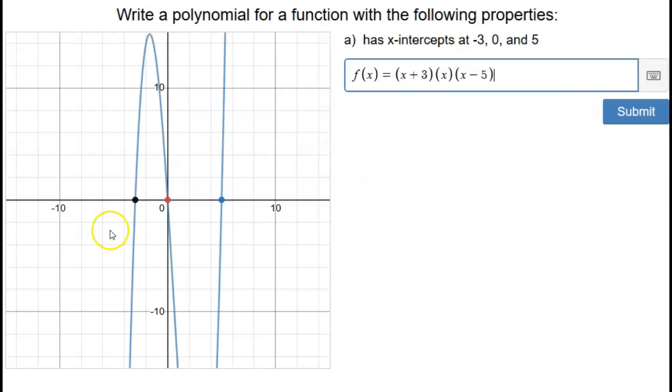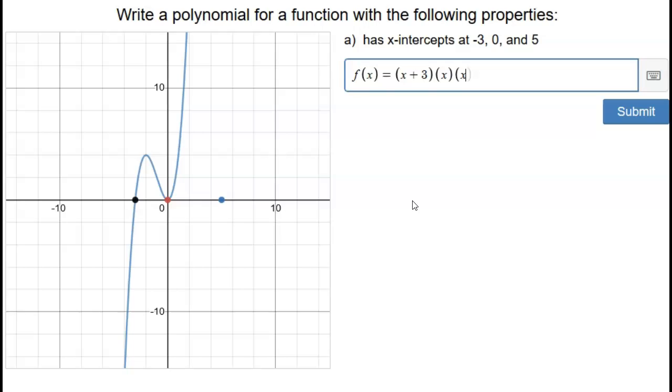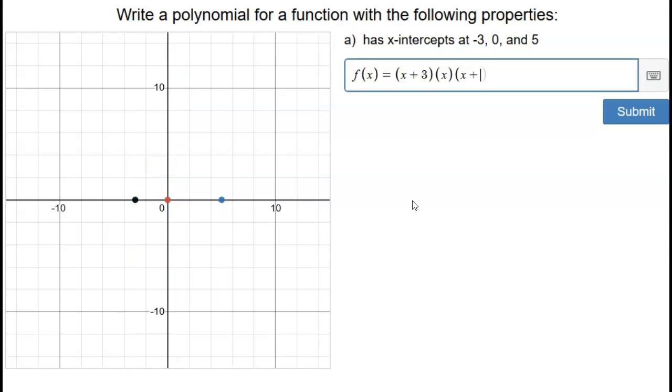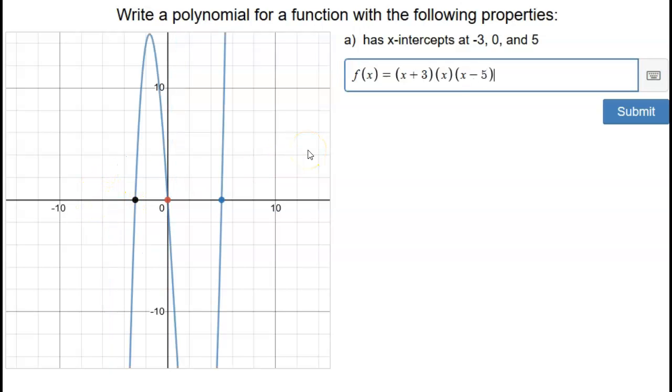And you can tell that you have it right because it's going through all those points on the x-axis. If it went through, sorry, x plus 5. So you can see, if I put a plus 5 here, it's not going through this point, it's going through negative 5 over here. So this one needs to be minus 5.